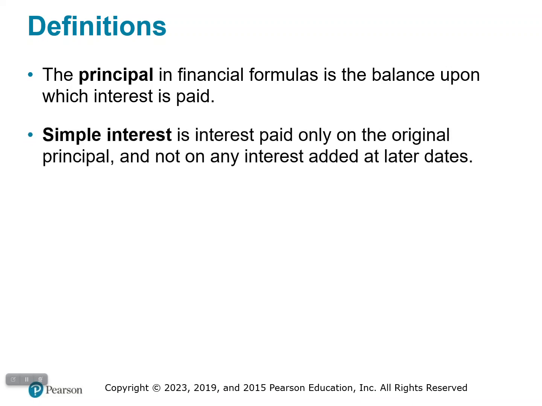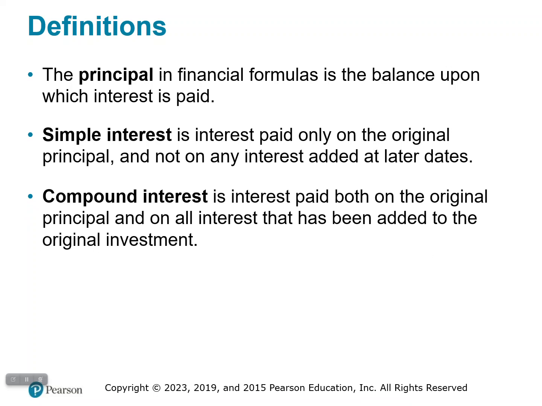Simple interest is paid only on the original principal, but not any money you make and add to the account later. Compound interest is interest paid both on the original principal and all the interest that has been added to the original. So with simple interest, you have your stack of your principal, and then each year you get your little stack of interest.